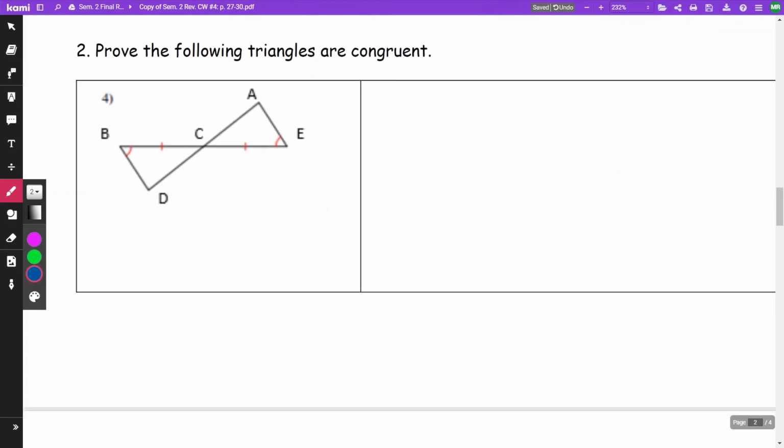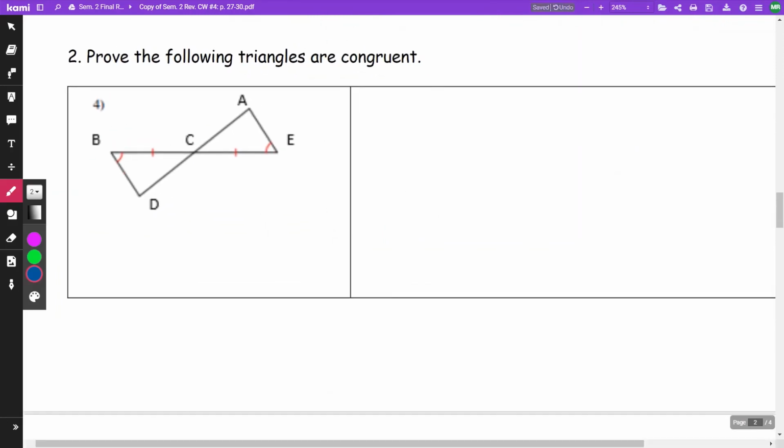Prove the following triangles are congruent. So we haven't done official proofs, but I'm going to show us a format for going through this. So this angle here and this angle here are the same. So I'm going to just do it in a list form. Kind of like eventually a 2 column form, but I'm just going to list things.